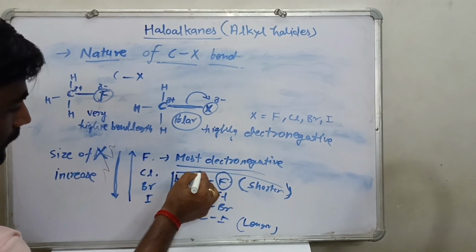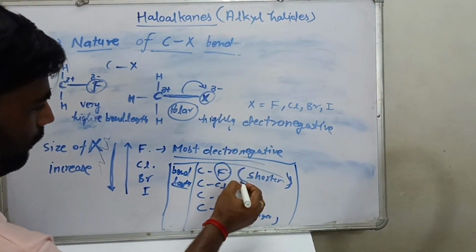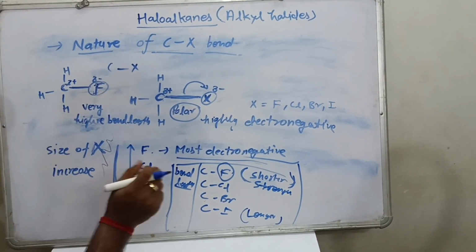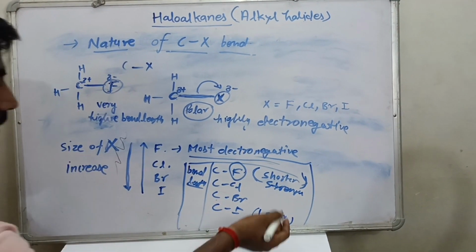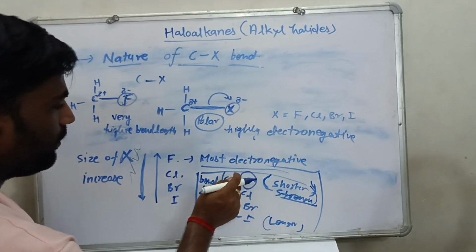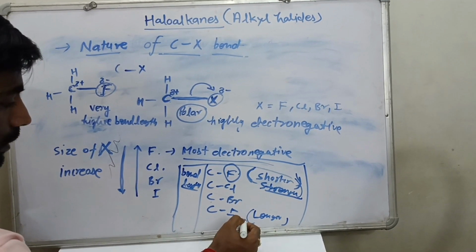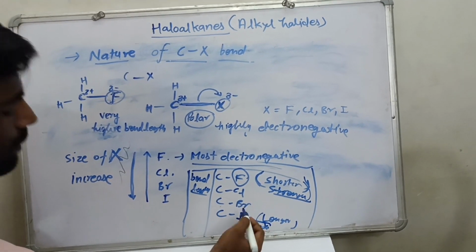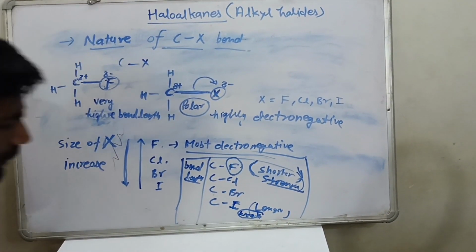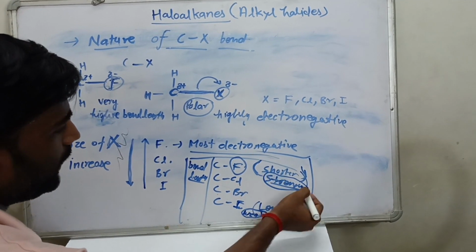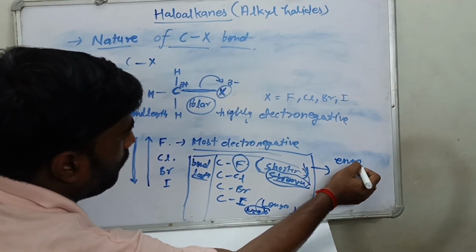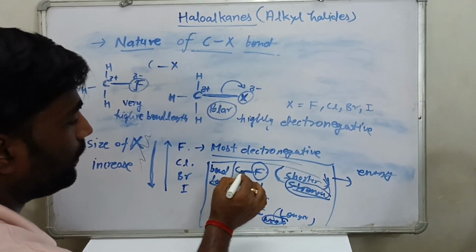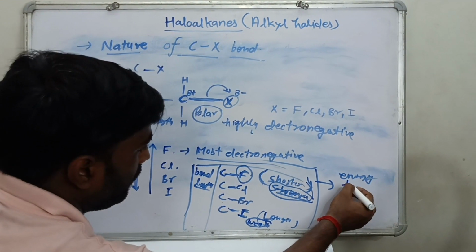We already know that a shorter bond length means a stronger bond, because the carbon and halogen atoms will be very close. So the bond will be very strong between C-F, and very weak between carbon and iodine. When the bond is stronger, the energy required to break these bonds, C-F, C-Cl, C-Br, will be higher.